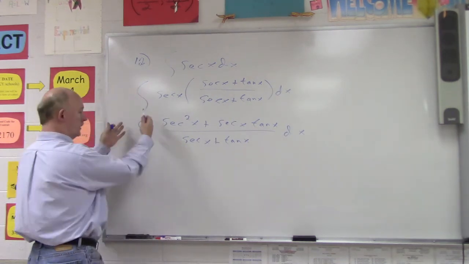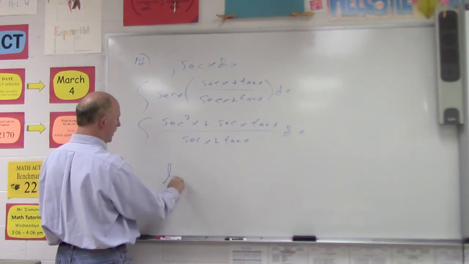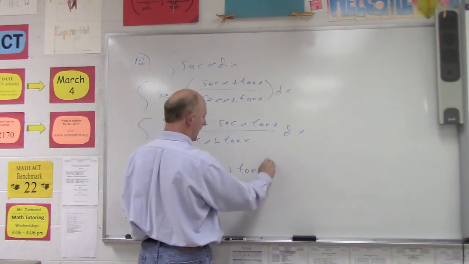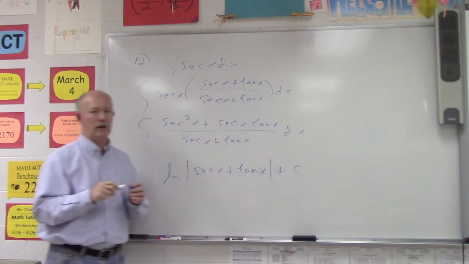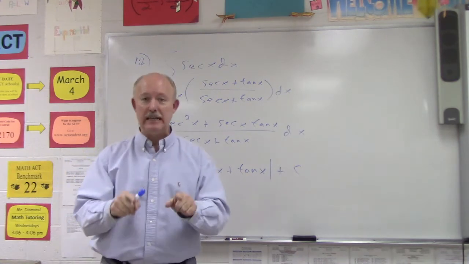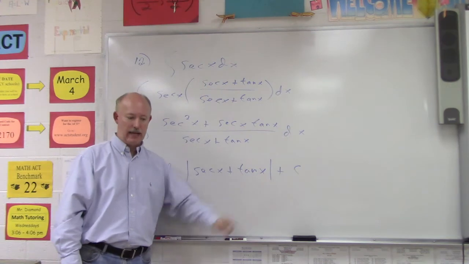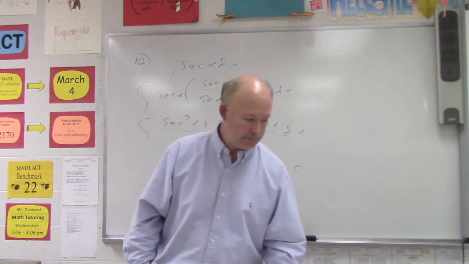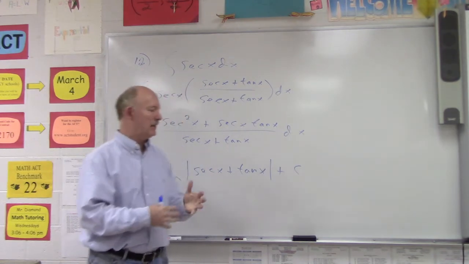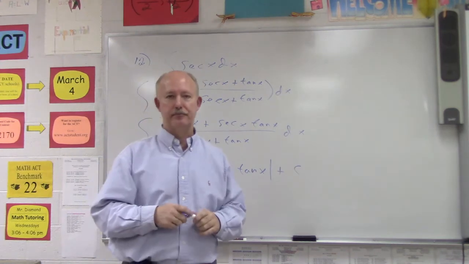As you evaluate this integral now, this becomes the natural log, absolute value, secant x plus tangent x, plus our constant of integration. And the antiderivative of secant x is the natural log, absolute value of secant x plus tangent x. That's how you get it. Now that was kind of tricky, but to get that, right away you want to write secant as 1 over cosine, but that does not work with secant.